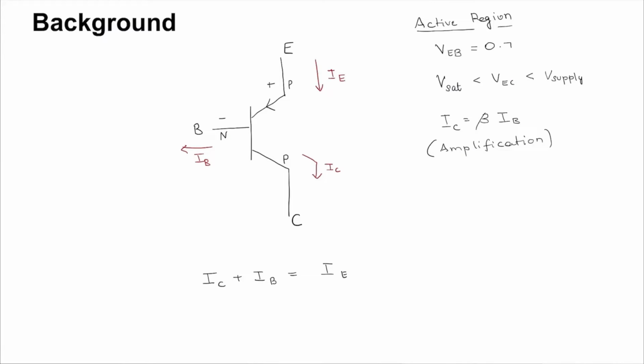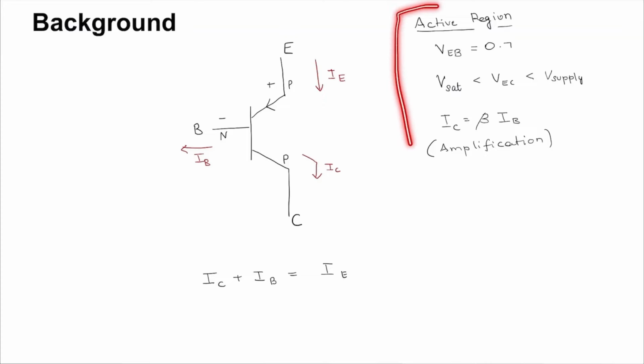A little bit of background about the PNP transistor. This is the PNP transistor with emitter, base and collector as so. The emitter current has a positive direction like that, and the base and collector currents have positive direction as so. The emitter is the terminal with the arrow, and in a PNP transistor the arrow points inwards.